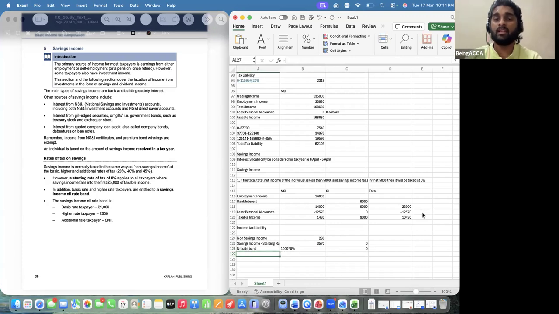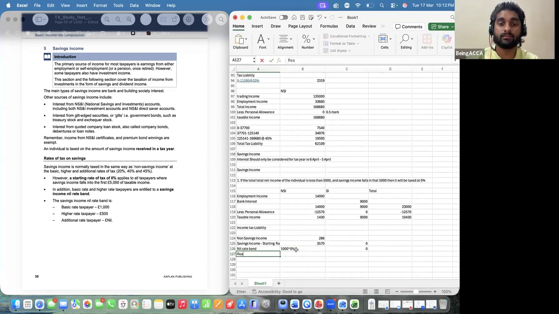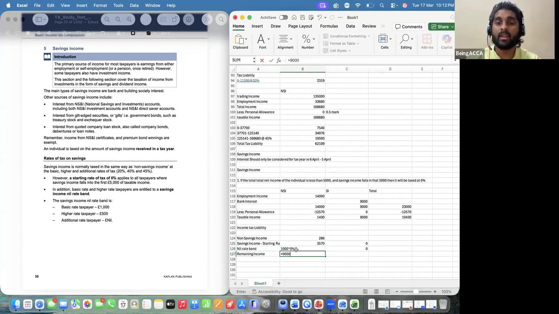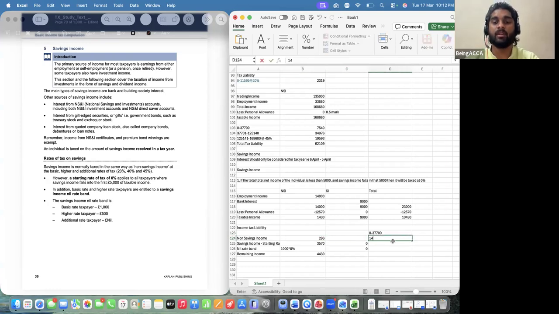But next, what is happening? Is he having any amount remaining in his savings income after that? 3,570 is removed and 1,000 is removed. How much income is remaining? 4,430. The income would be equal to 9,000 minus 3,570 minus 1,000, correct? 4,430. And now for non-savings income, how much is our basic rate threshold? 0 to 37,700, correct? So in that 0 to 37,700, what happened? 1,430 has been used up here.